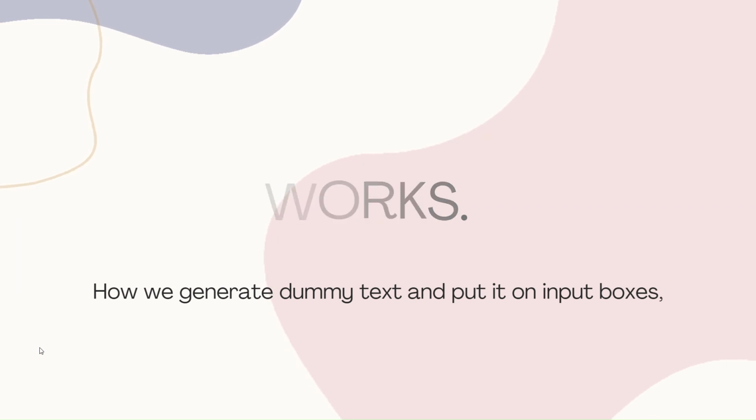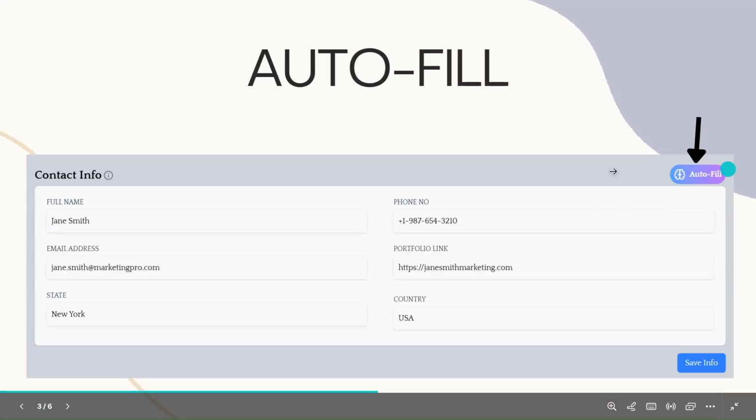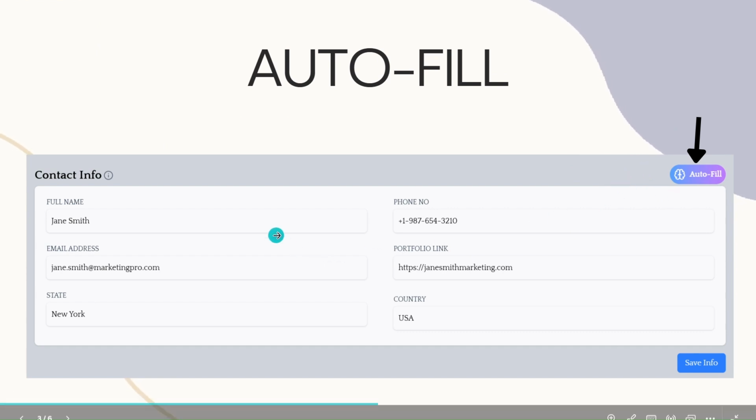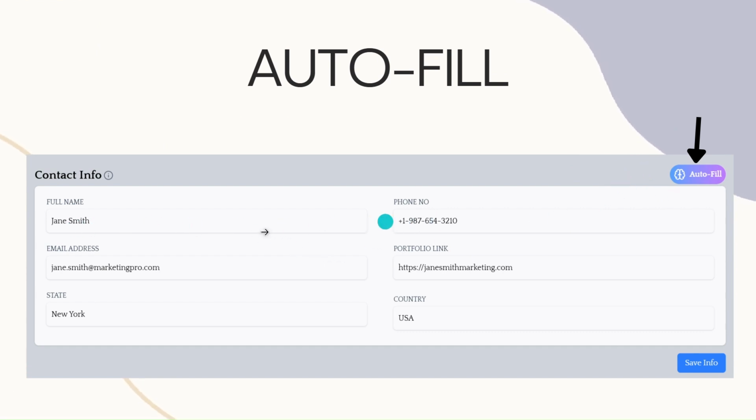You have seen this autofill button over here. If you are entering some information in these input boxes and you don't have any idea what information you have to enter, you can just click on this autofill button and all of this information will be filled automatically. It will give you an overview of the format in which you have to enter this information.